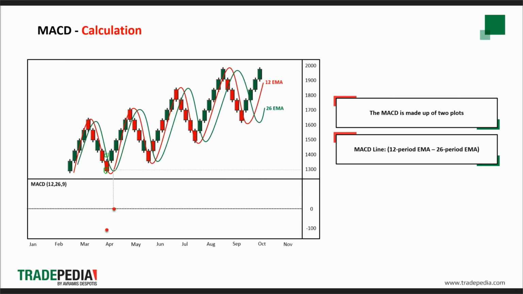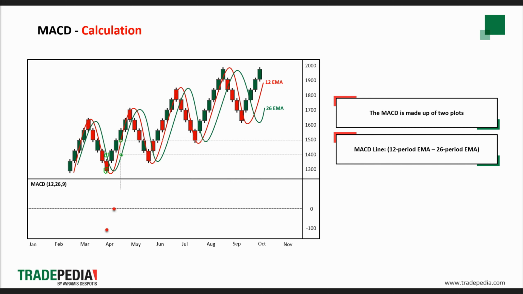And when it's crossed above, when the 12 EMA is above the 26 EMA, the difference in price is 100, and then the MACD will be at positive 100. At this point over here, you can see the 12-period EMA above the 26-period EMA. Now it is at positive 100.